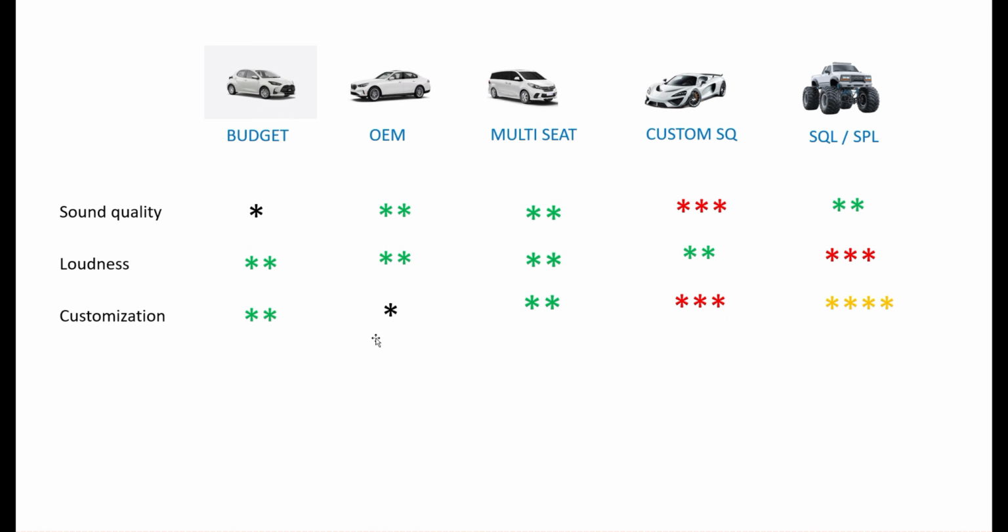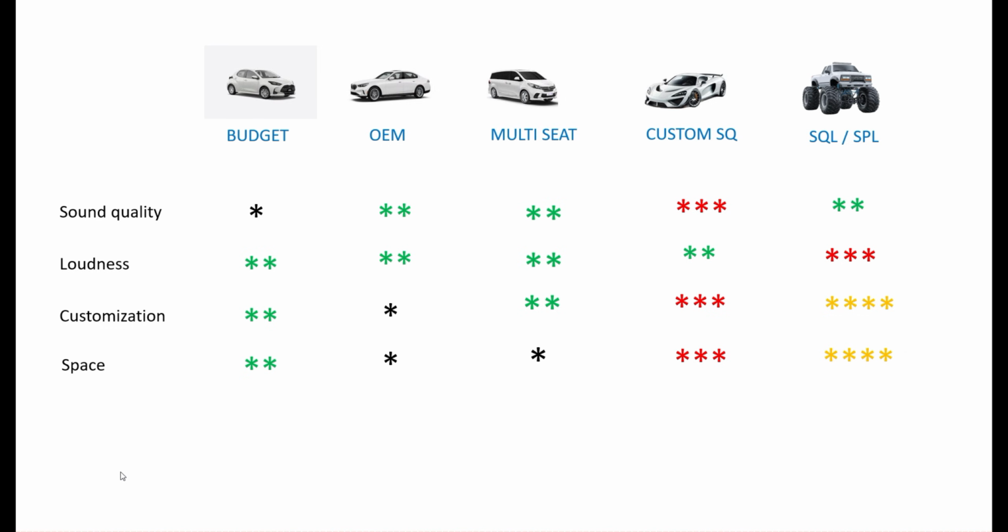At the other end of the scale, if you're looking for a stock look, sleek and clean, it's the OEM style or stealth build that you're going to aim for. Your budget builds and your daily multi-seat builds can sit somewhere in between. It's really a matter of choice.